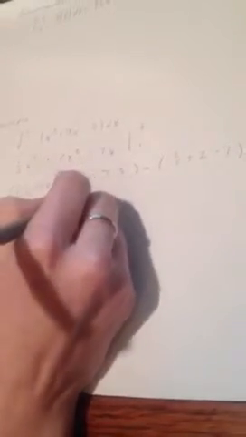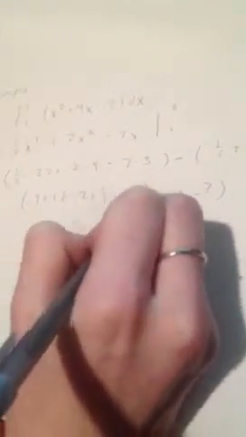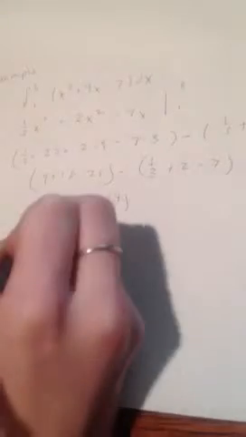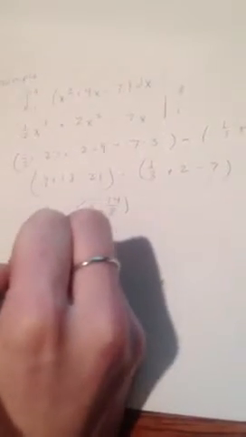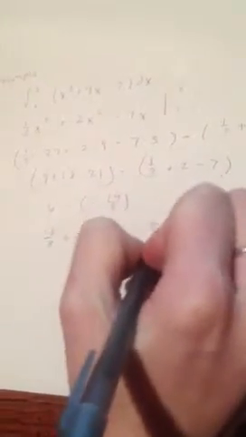Combining these, we get 9 plus 18 minus 21, all minus 1/3 plus 2 minus 7. Going further, we get 6 minus negative 14 thirds, and then we find a common denominator and get 18 over 3 plus 14 over 3, which equals 32 over 3 for our final answer.